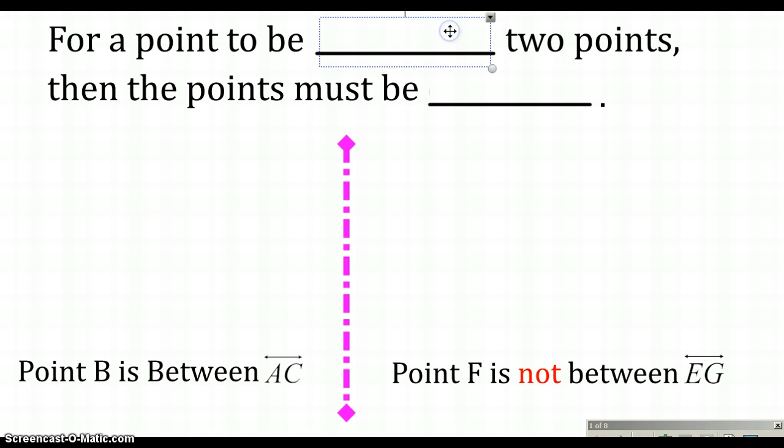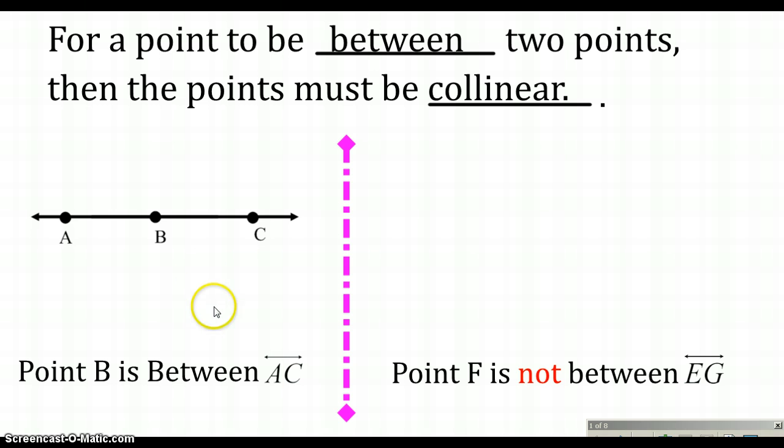For a point to be between 2 points, the points must be collinear. Hopefully you remember what collinear means. It means that the points must lie on the same line. For example, point B is between A and C on this line because they lie on the same line.